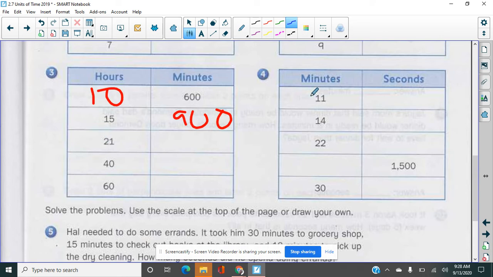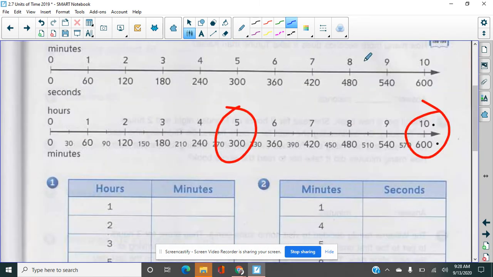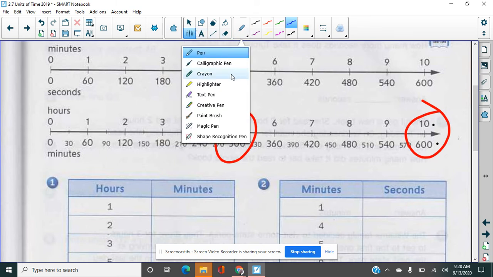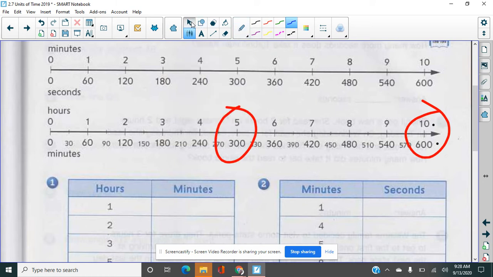All right, let's look at 21. Let's see, can we erase these up here? Do we have an eraser? I think we do somewhere. Oh, it's missing.